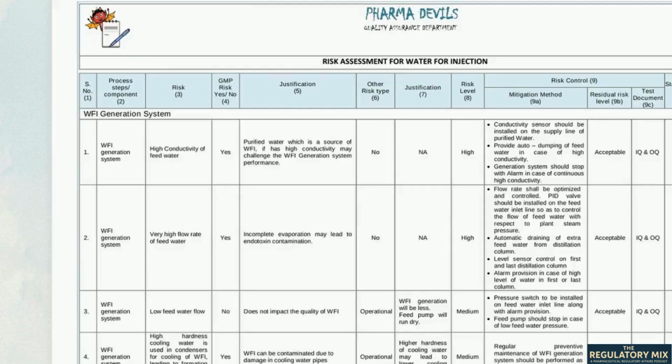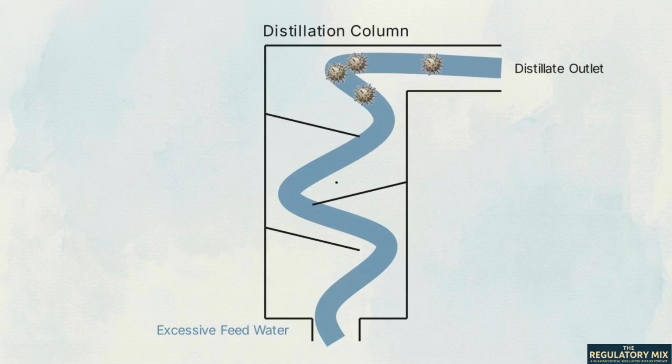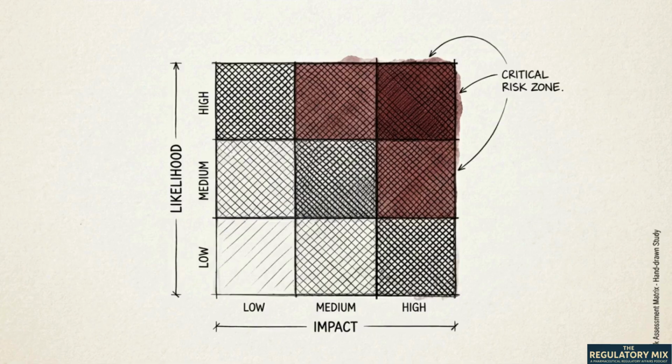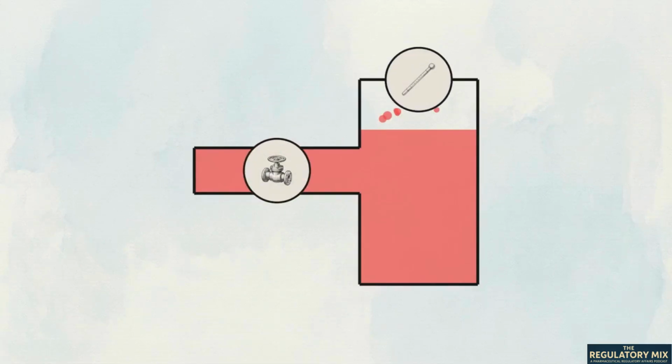Let's apply this matrix to the physical process, starting where purified feed water enters the multi-effect distillation still. This line item logs a major GMP risk. If the feed water flows into the still too fast, incomplete evaporation occurs. Incomplete evaporation allows dangerous endotoxins to bypass the distillation columns and carry over into the final product. Because of the severity of endotoxin contamination, the matrix flags this strictly as a high risk, requiring a permanent mechanical intervention. We cannot rely on humans to monitor this flow rate. The design must include a proportional integral derivative, or PID valve, on the inlet line to automatically control the flow relative to the plant steam pressure.